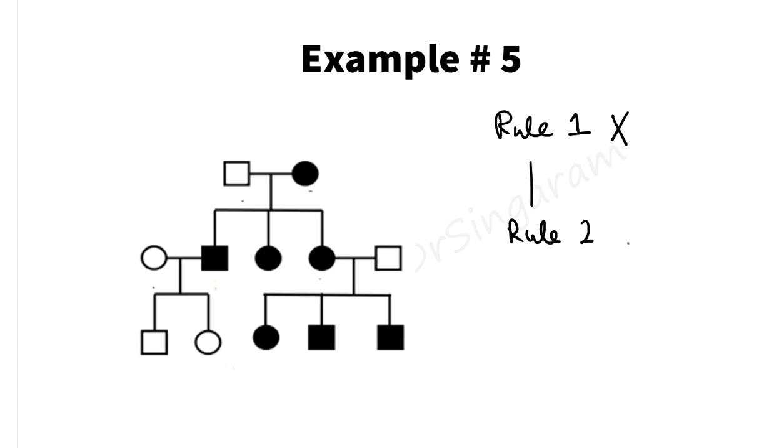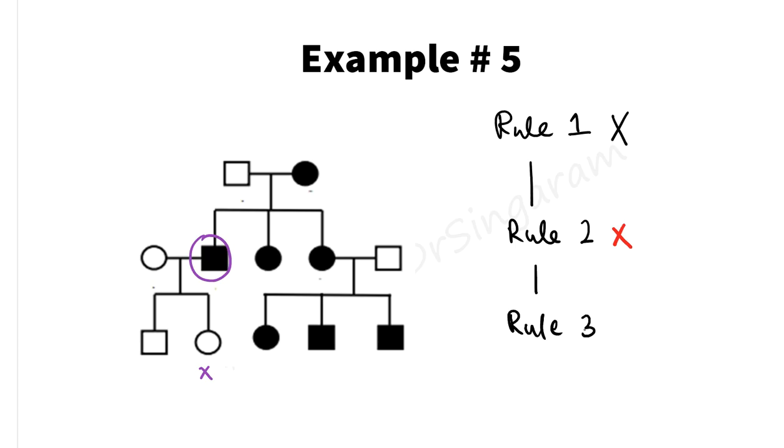What is the rule number 2? Rule number 2 is for X-linked dominant inheritance, which says that affected father has all affected daughters. So here you have an affected father, but the daughters are not affected. Can you see that? Oh, this one, sorry. But the daughter is not affected. So that means this is not a case of X-linked dominant also. Then you are going to apply the rule number 3.